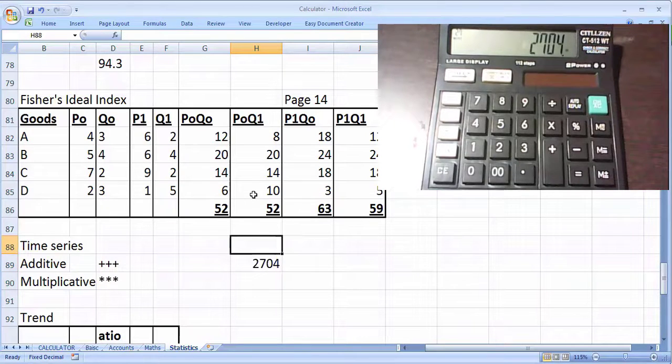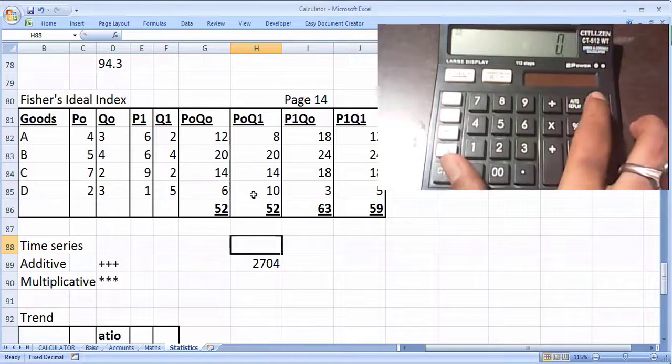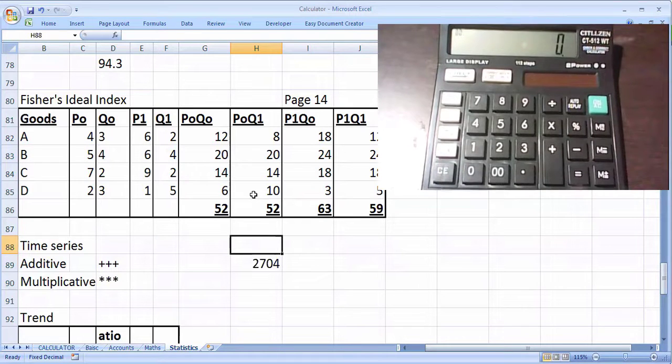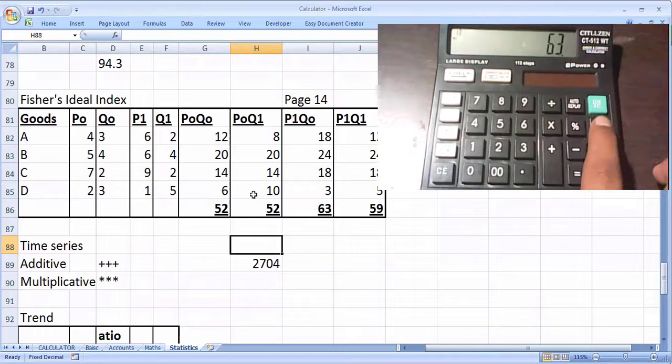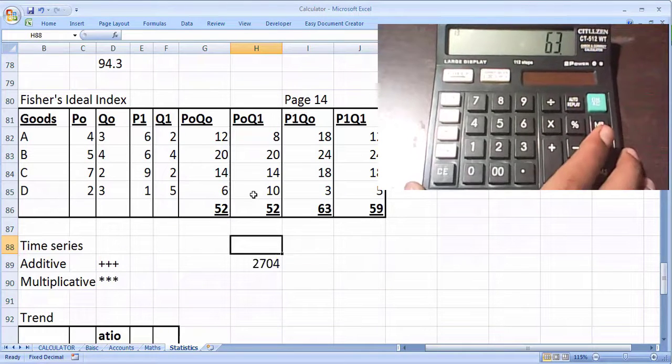Now we need to find the numerator value. Same thing, we'll find P1Q0. 6 into 3 M plus, 4 into 6 M plus, 2 into 9, 3 into 1. What is the value, Nana? 63. So now the entire memory is clear. 63 is the value, P1Q0. Now take this into memory by pressing M plus. Now we have taken this 63 into memory.